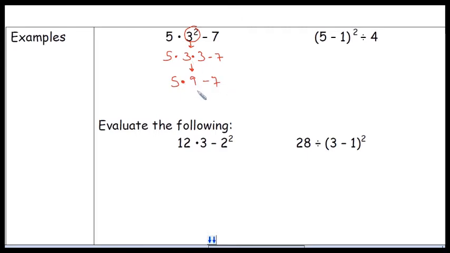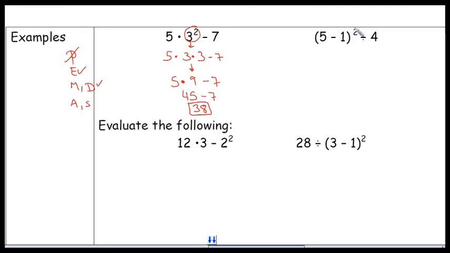Now the next thing that comes in line, according to my PEMDAS or order of operations, I didn't have any parentheses. I did have the exponents and they're done. Multiplication or division would be next. And since I do have multiplication, I'll do that first. 5 times 9 is 45, and then I have to subtract 7. So now it's addition or subtraction. And we don't have any addition, but we do have a subtraction symbol. So 45 minus 7 gives me 38. And that's my final answer.